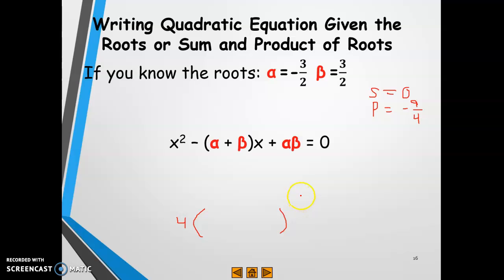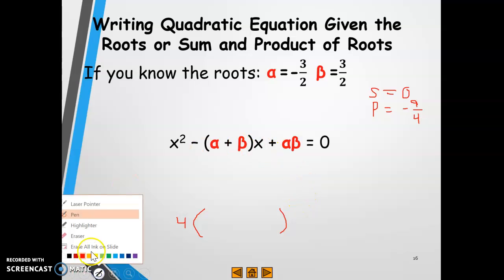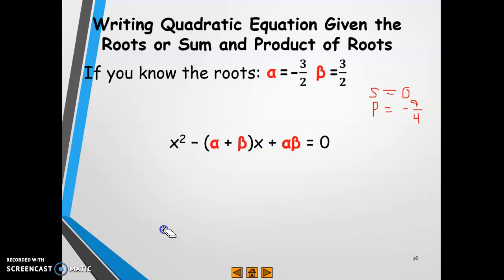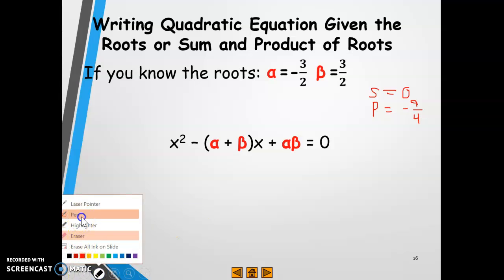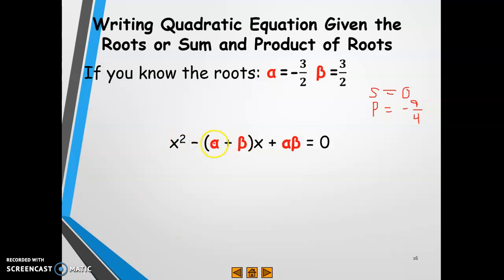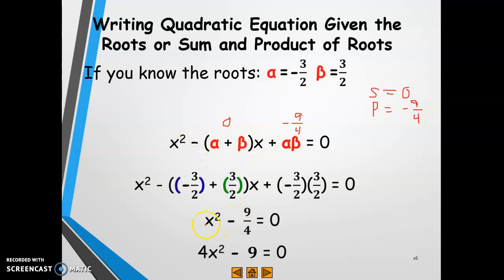So yeah. Now let's proceed to the other method, which is simply substituting the sum and the product into the equation. So x squared minus the sum of alpha and beta times x, plus the product of alpha and beta. So simply replace it here, and then yeah, that's it. Negative 9 over 4. Okay, and then x squared minus 9 over 4, or the one I said earlier, we multiply 4 on both sides so that we can get rid of the fraction. Okay, this is our equation.